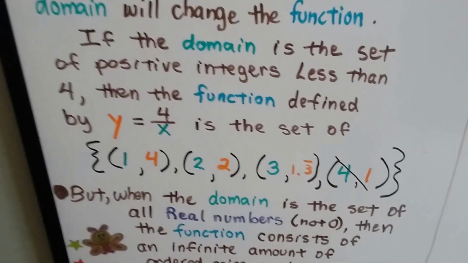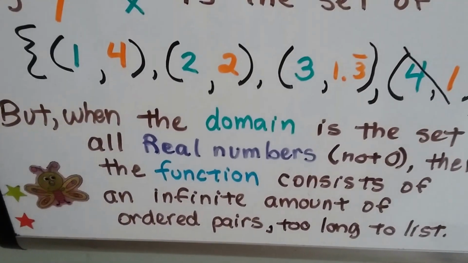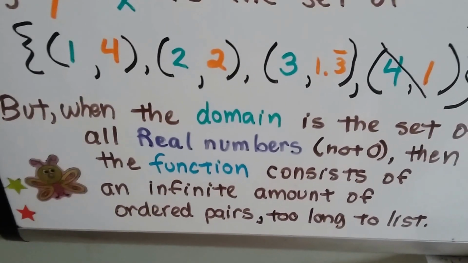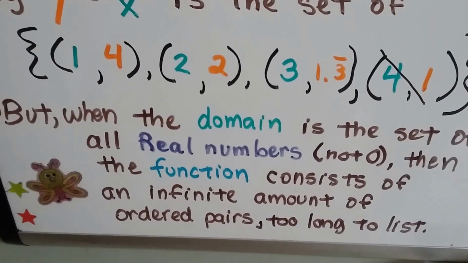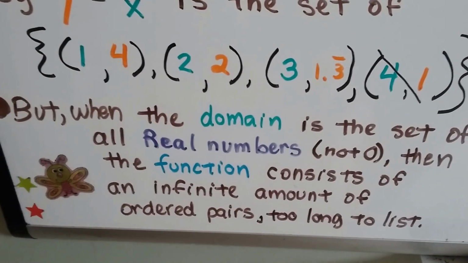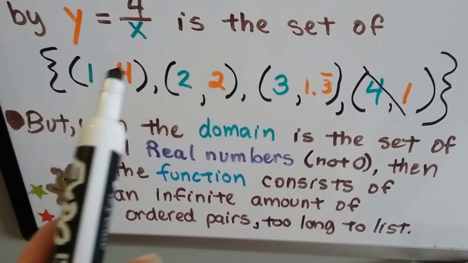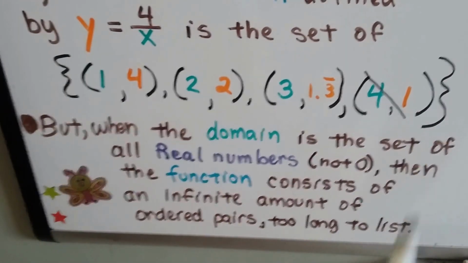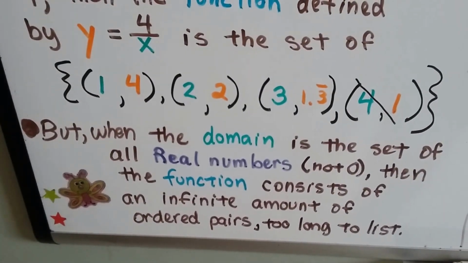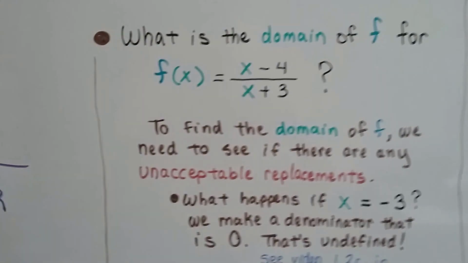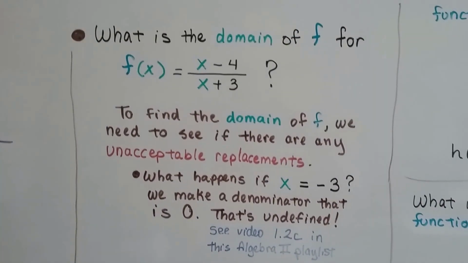Okay? But when the domain is the set of all real numbers, then the function consists of an infinite amount of ordered pairs. They're way too long to list. We can't list every single ordered pair of real numbers with real numbers. That would take forever. So I'll show you what we're going to do, so just bear with me.